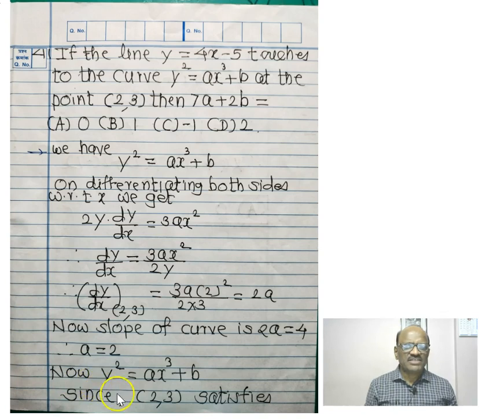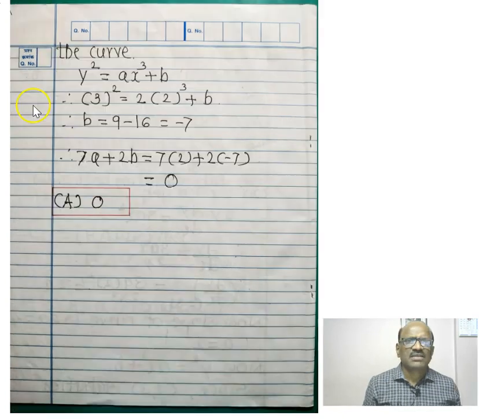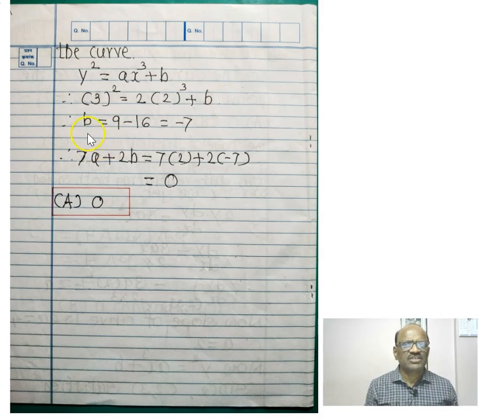And now next is y square is equal to ax cube plus b. Now we have got the value of a. And the point (2, 3) is on this curve. Therefore we can find out the value of b. Substitute the value of y: 3 square is equal to 2 into 2 raised to 3 plus b. And after the calculation, you get the value of b is minus 7.